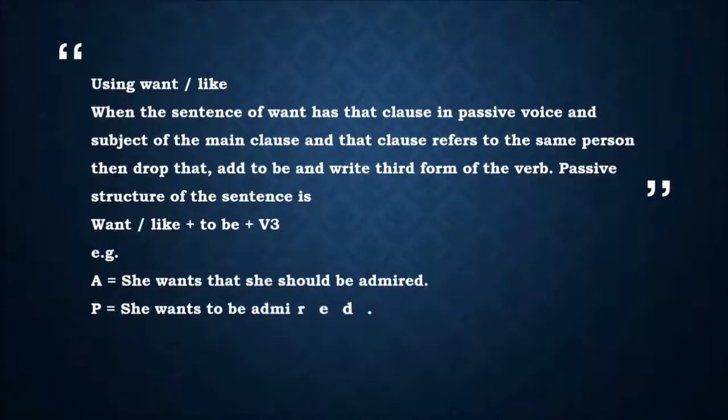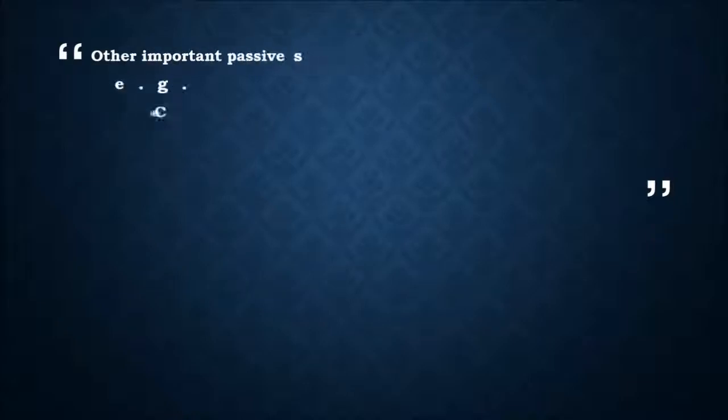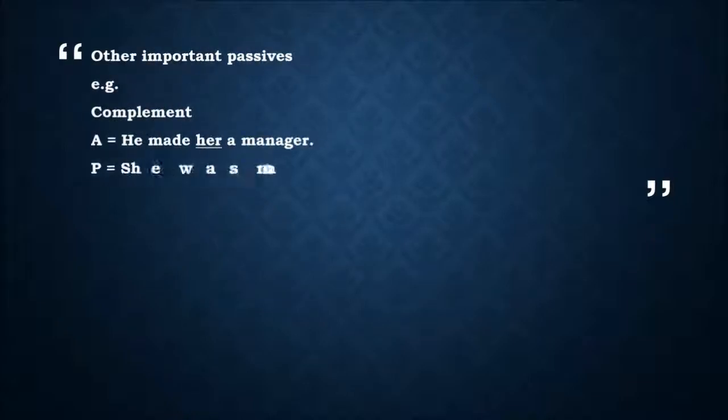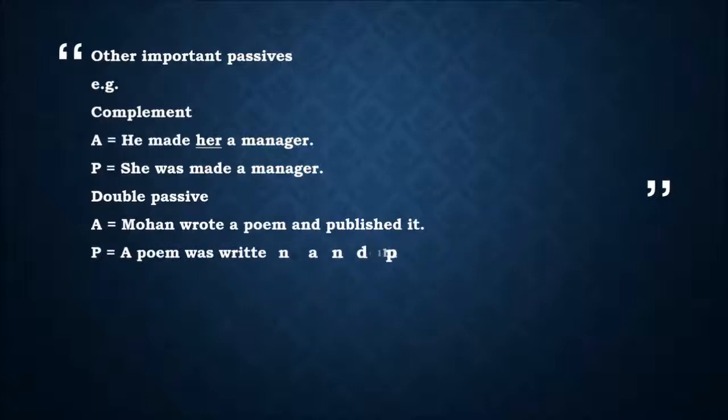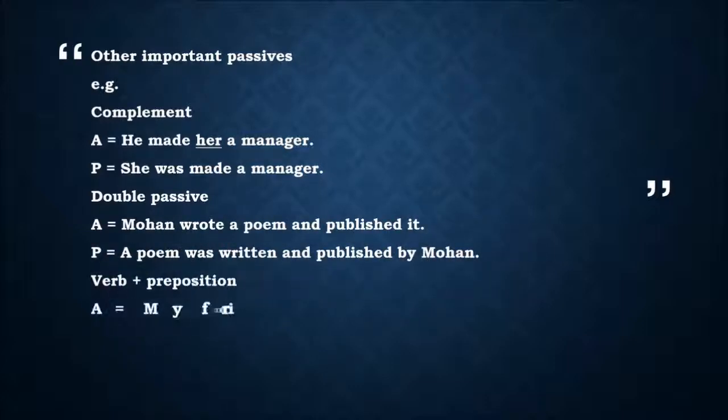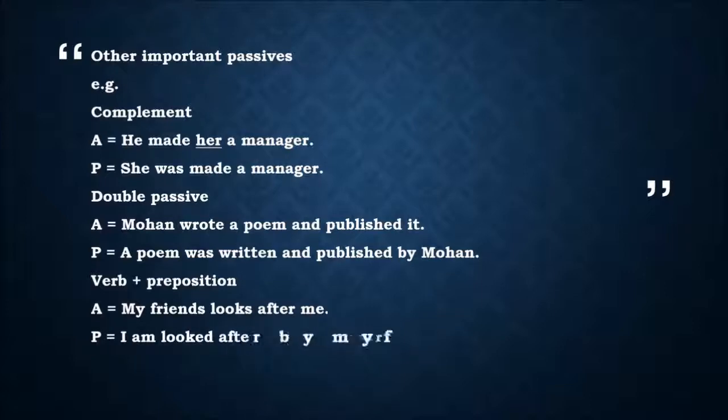Q. Other important passives. Complement. Active: they made her a manager. Passive: she was made a manager. Double passive. Active: Mohan wrote a poem and published it. Passive: a poem was written and published by Mohan. Verb plus preposition. Active: my friends look after me. Passive: I am looked after by my friends.